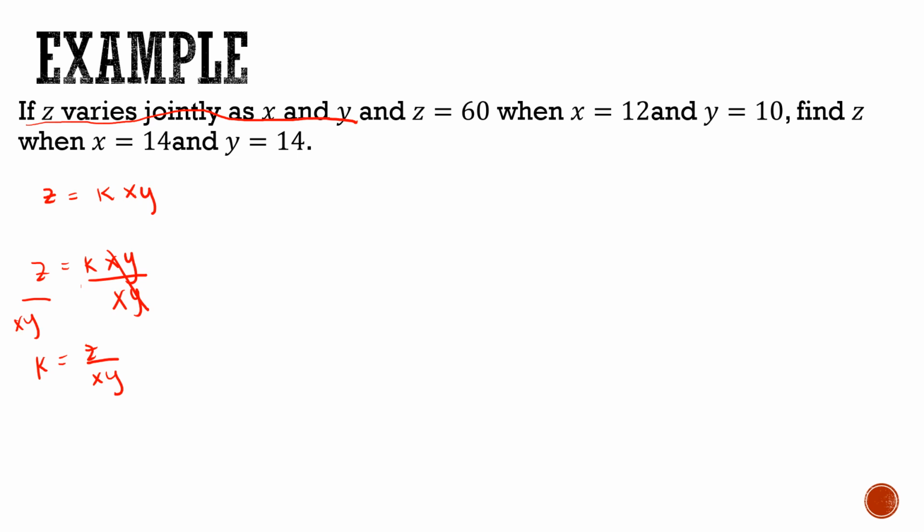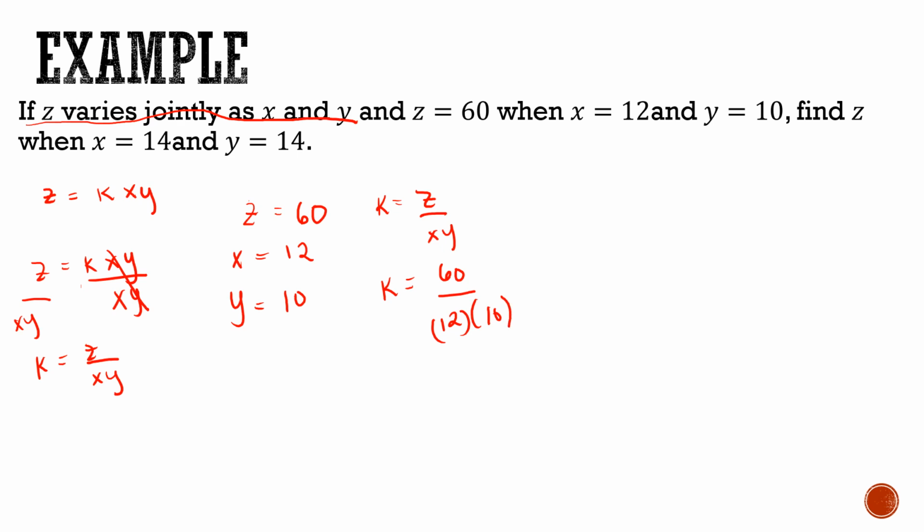Now, we already know the formula for finding k. We can now find the value of k by the given values of Z, X, and Y. So for the value of Z, we have 60. For the value of X, we have 12. And for the value of Y, we have 10. Let's substitute the given values to our formula, which is k is equal to Z over XY. So we have k is equal to 60 over 12 multiplied by 10. We have now k is equal to 60 over 120. Then get the lowest term.